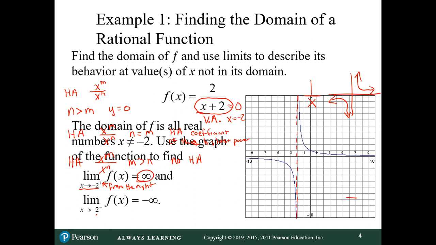This says as we're approaching -2, as we're approaching this vertical asymptote from the left, because the negative sign up here means from the left. This negative sign has nothing to do with that. This negative sign says -2. This says from the left. As we approach it from the left, where are we going? Well, we're going down forever. Where's down forever? Negative infinity. Okay? All right.